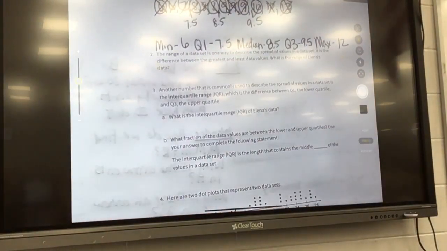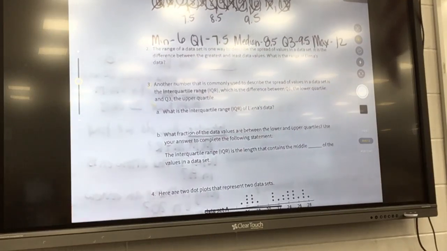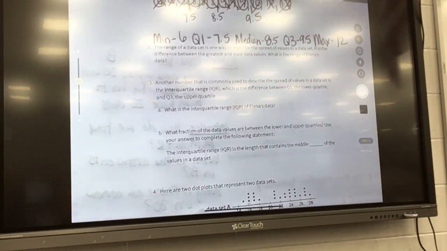Alright, so minimum is 6. Q1 is 7.5. Median is 8.5. Q3 is 9.5. And maximum is 12. Alright, how did we feel having to do that a little bit on our own? How many of us were a little bit nervous because we had two numbers for our medians? And that's where it got a little bit hard.